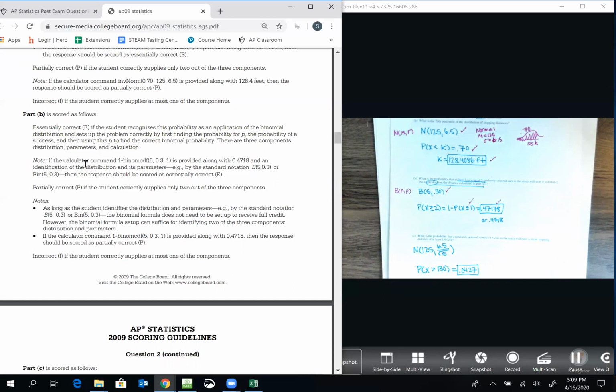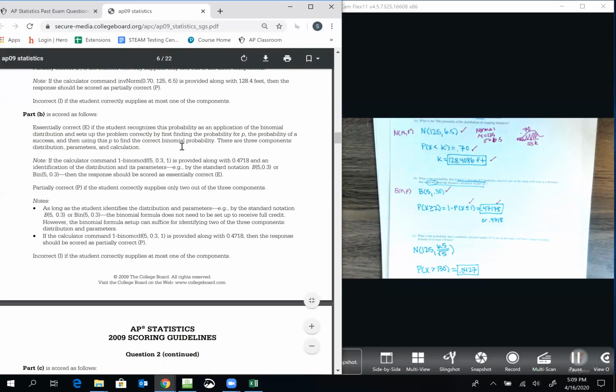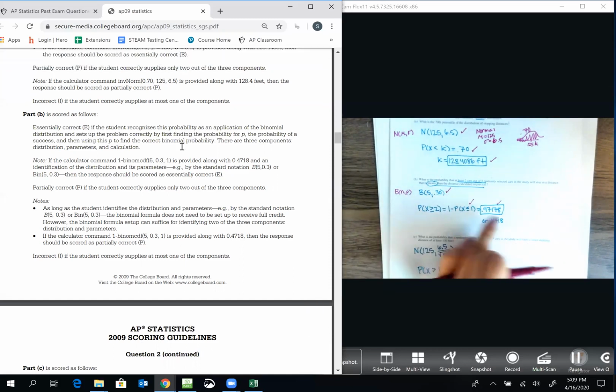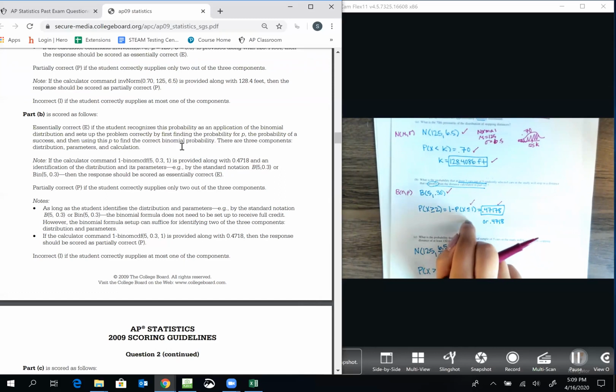Yeah, so they do some accepting of calculator commands, or at least they did in 2009. But this is much more standardized, and this is what they really want. Calculator notation, you need to make sure you're still labeling specifically your parameters and all of that. If you have these 3 components, though, which is the way you were taught to do it, you should get full credit. 2 of the 3 components would be partially correct.